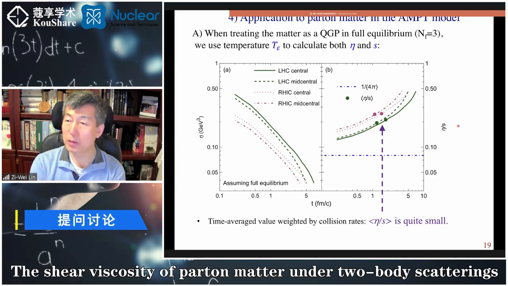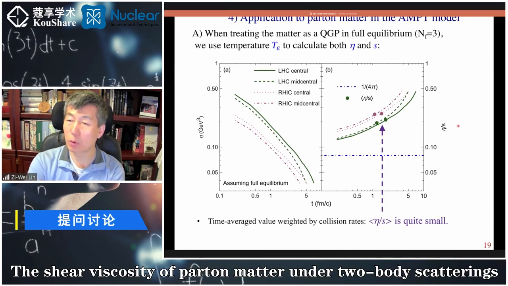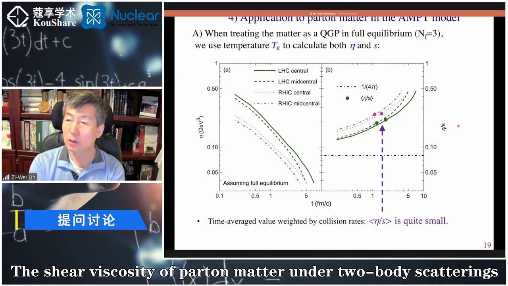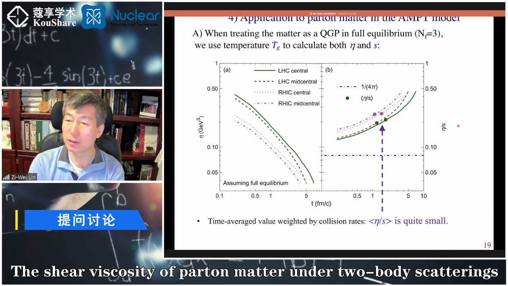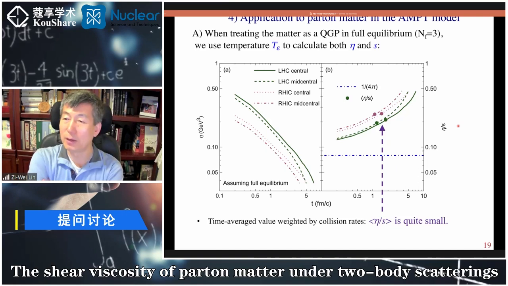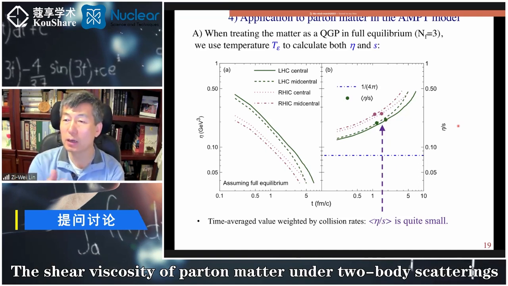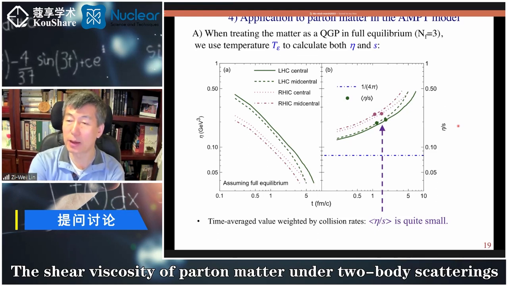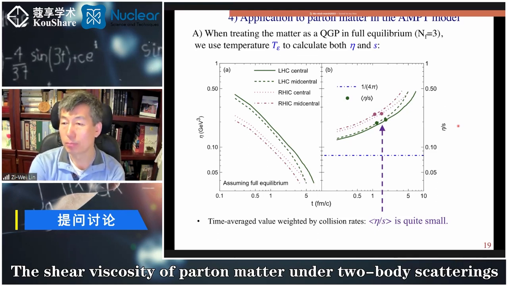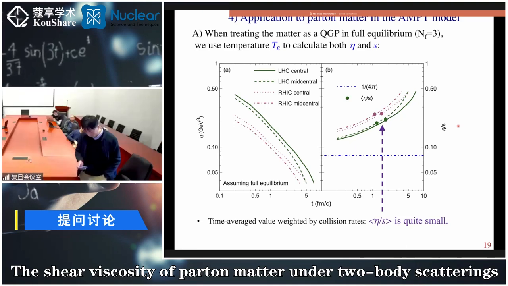But in baryon-rich matter, you will have more quarks than antiquarks, so the QQ scattering will be more important for your eta than the Q-bar Q-bar scattering, right? So implicitly, that reflects the net baryon chemical potential effect. Okay, thank you for your answer.